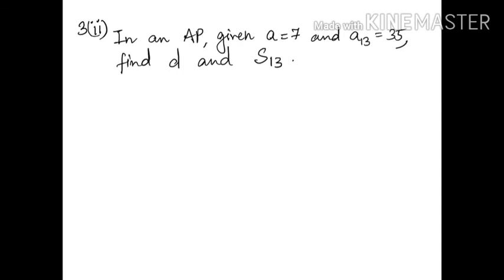Question number 3 of the same exercise, subpart 2. In an AP, given that a is equal to 7 and a13, that is the 13th term, is 35, find d and the sum of 13 terms. So from the question it is clear that n is equal to 13. a is given as 7 and the 13th term is given as 35.